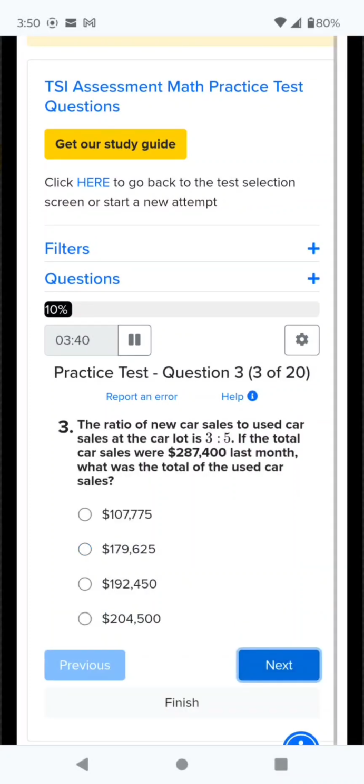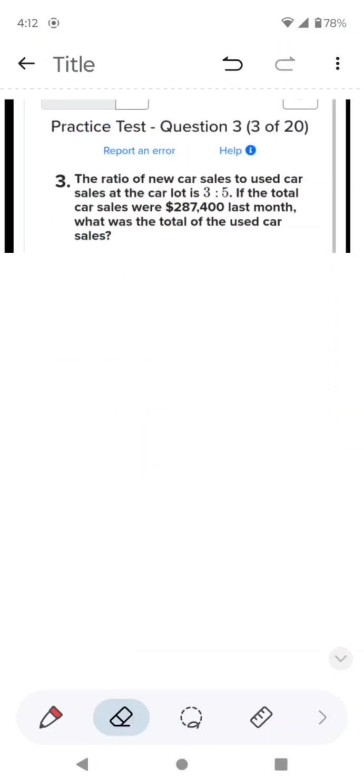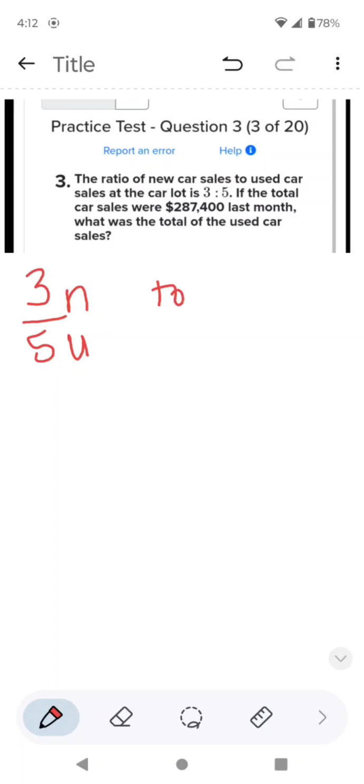10% done. It says the ratio. All right, so we said that our ratio is going to be 3 to 5, right? So 3 to 5, 3 being new, 5 being used. The total amount of sales for the cars was $287,400. Now, this is the total amount of money made. We don't have the total over here. We just have them compared to new sales to used sales.